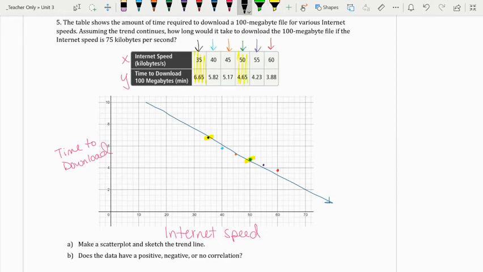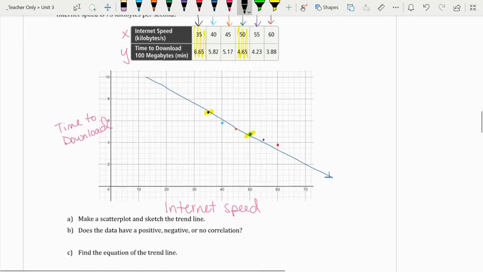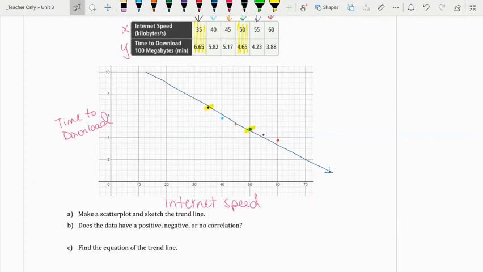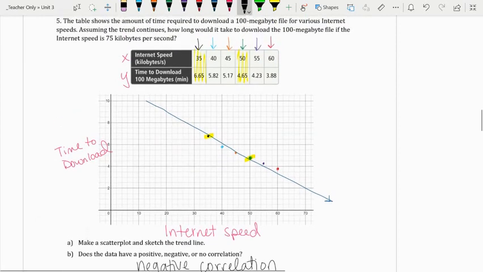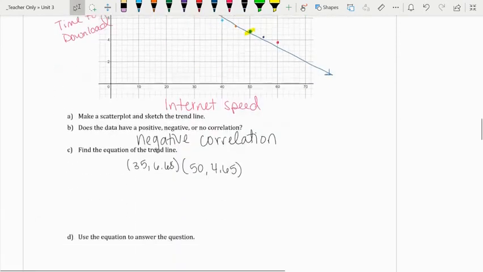Again, you could have picked 2 different ones. You would just follow the same process. You'd end up with a slightly different equation, though. Okay, so this does appear to be a negative correlation because it's decreasing. And now we're going to find the equation. So our points would be (35, 6.65) and (50, 4.65), right? So we're going to go that route.